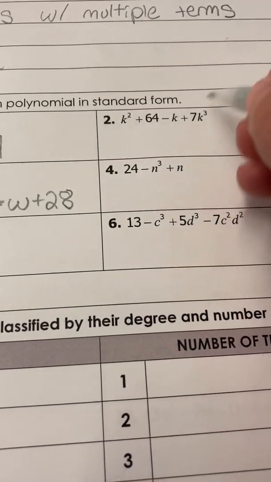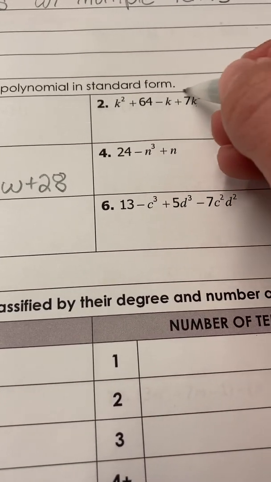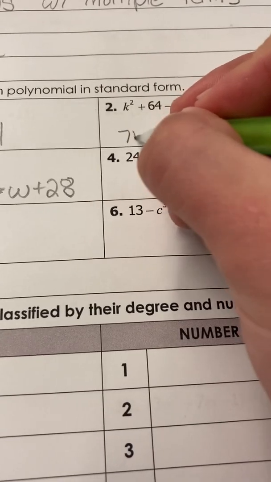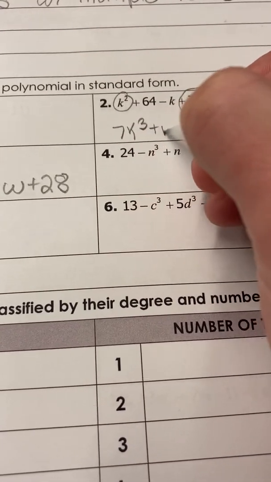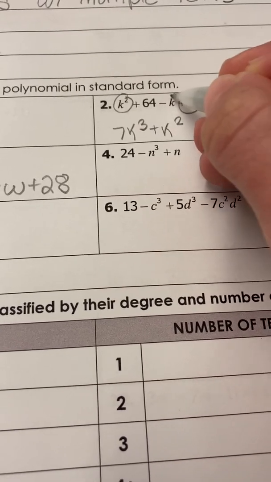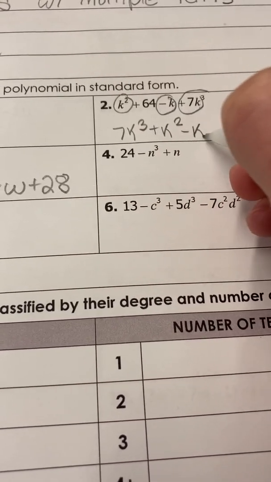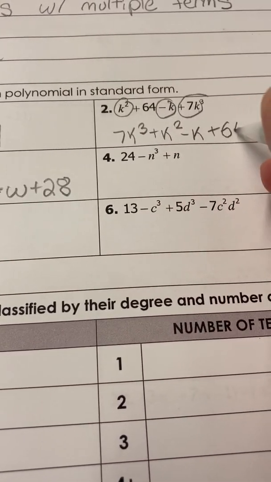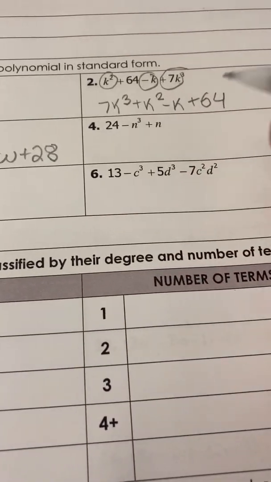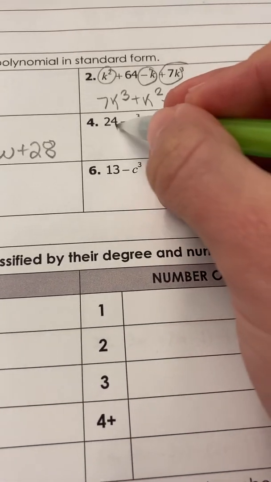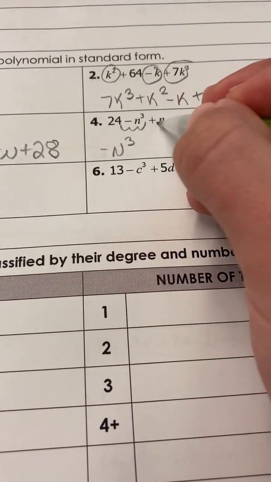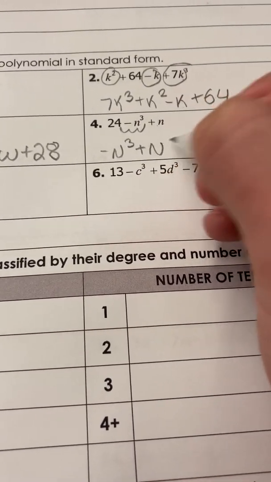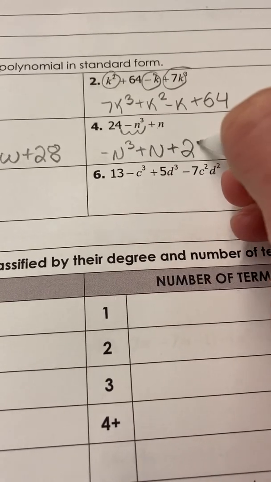All right, so this one, we're going to put 7k to the third first, then k squared, then minus k, and then plus 64. And number 4, again, we're going to start with the highest exponent, so it's negative n to the third plus n, and then the regular constant number will go last.